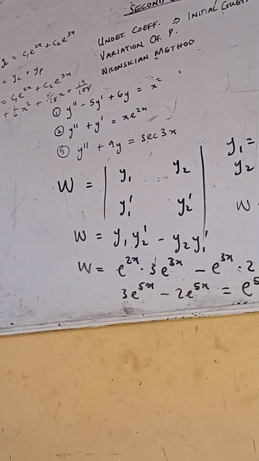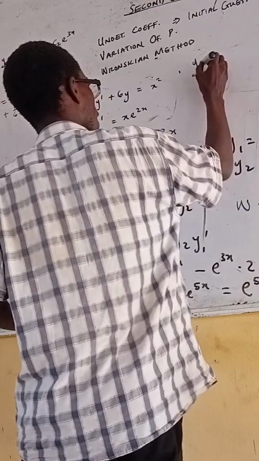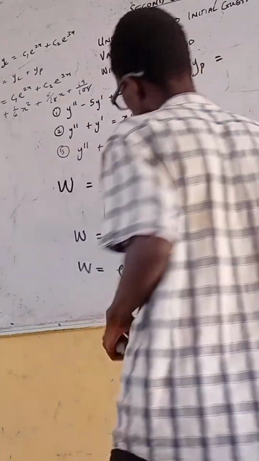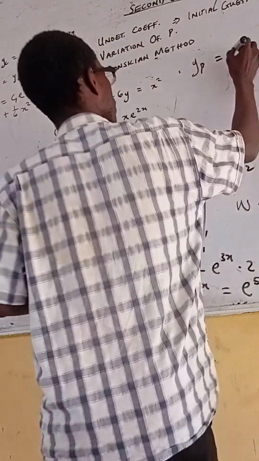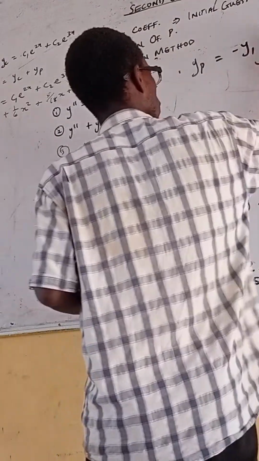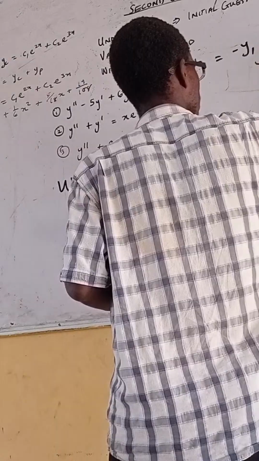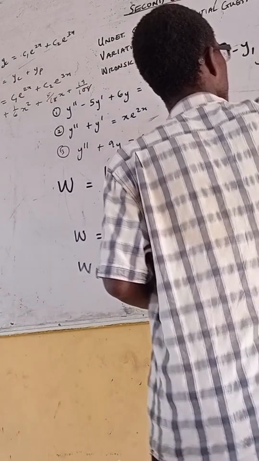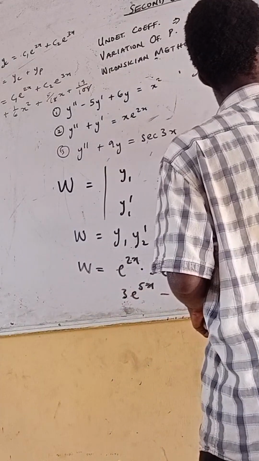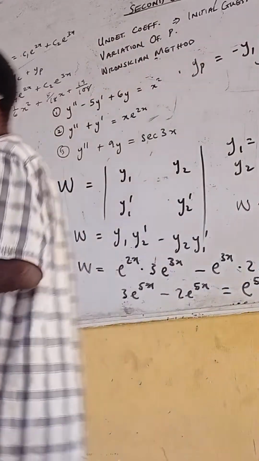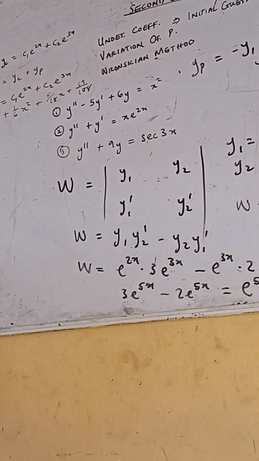So you now cram this thing. y particular, our answer, straight away equals minus y1 integral of y2 r over the Wronskian, plus y2 integral of y1 r over the Wronskian. So that's our answer.